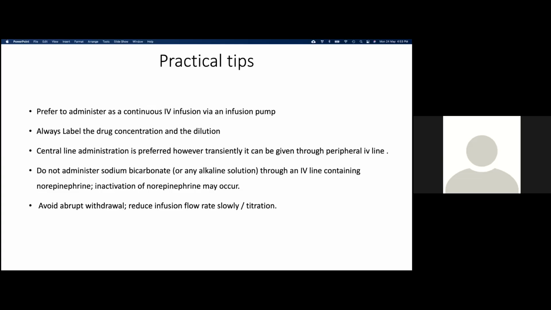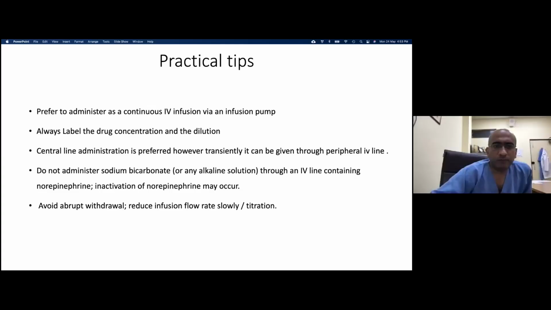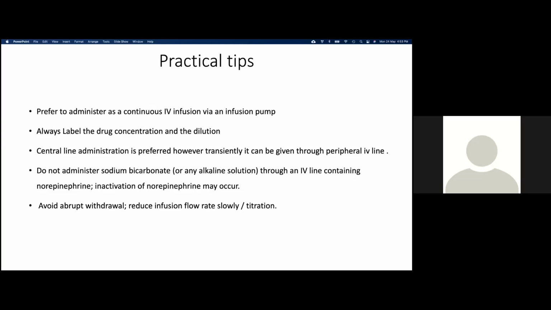Never administer any alkalizing drugs with these drugs. Whenever you are giving an inotrope to any patient, you must have a dedicated IV line or a dedicated central line port for that particular inotropic drug, and never mix drugs, particularly alkalizing drugs. And the most important point is, whenever we find a good blood pressure showing on the screen, avoid abrupt withdrawal of these drugs, because these drugs have a very short half-life, just 3 to 5 minutes only. Abrupt withdrawal will cause sudden hypotension, and again, the patient's organ perfusion will suffer. So reduce the infusion flow rate very slowly, and the best way is to titrate along with the blood pressure.